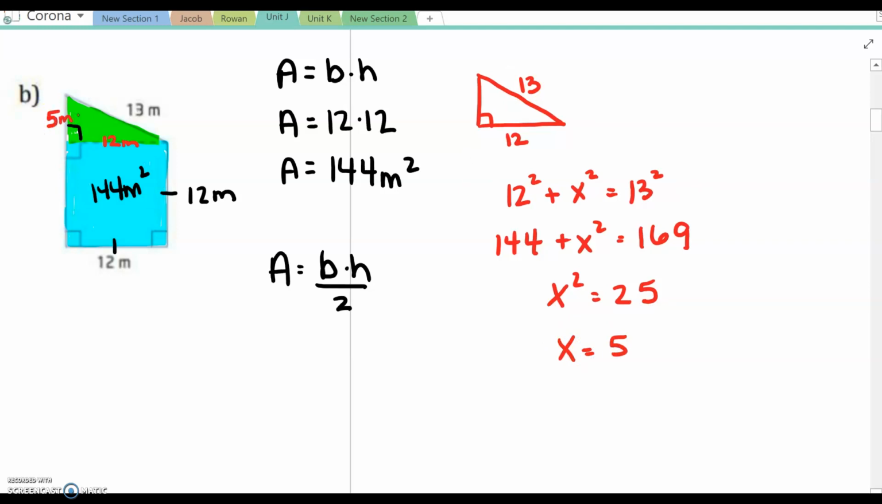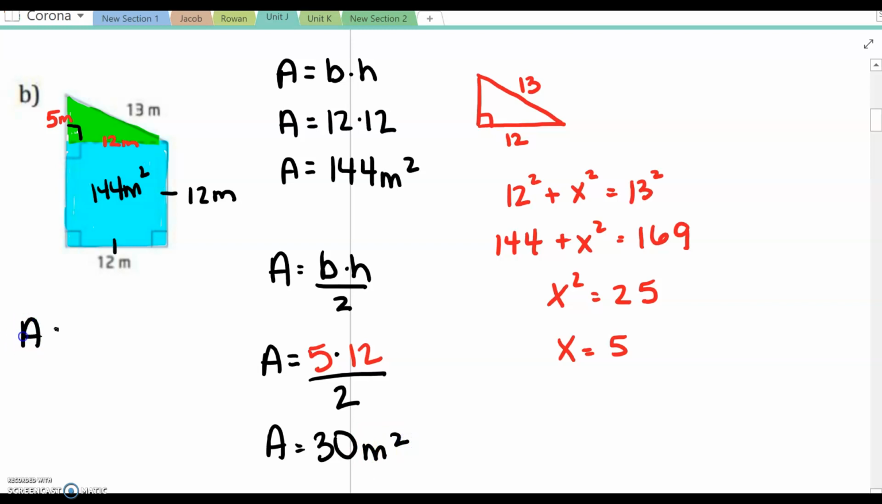Now I can do my area. My base and my height are the two sides of the right triangle that are perpendicular to each other. So that's where we have a base and height of 5 and 12. So we have 5 times 12 divided by 2, and we're going to get an area of 30 meters squared.